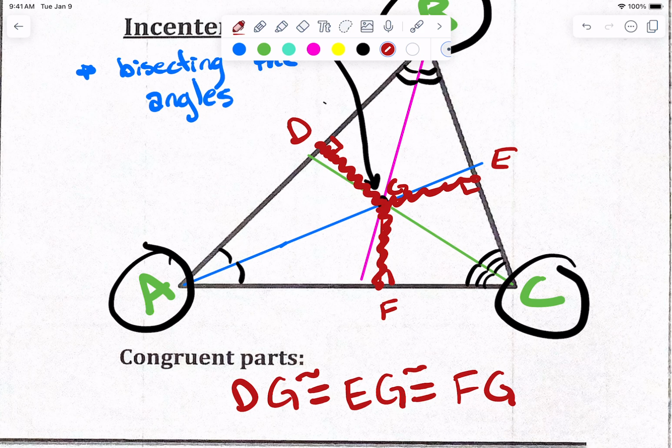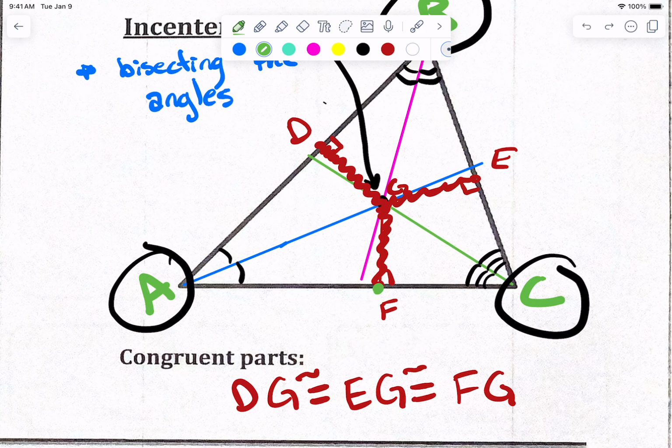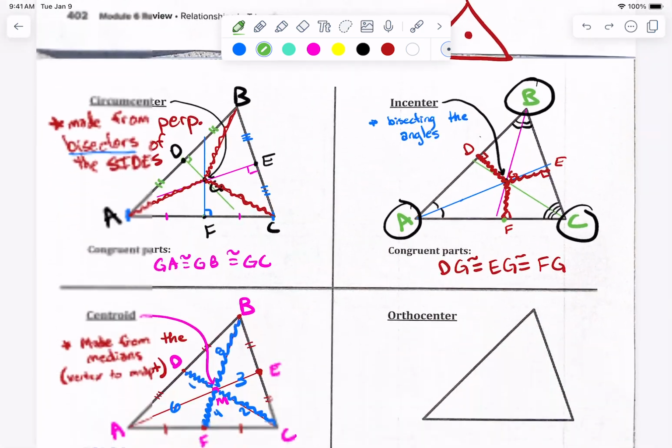Now, one question. Is F a bisector? Does it split the bottom side into two equal pieces? No. I mean, no, not at all. Like, that doesn't even look the same, right? Okay, so keep that in mind that when we're doing that, he's not a bisector, right? This is bisecting just the angle, not the side. Got it?